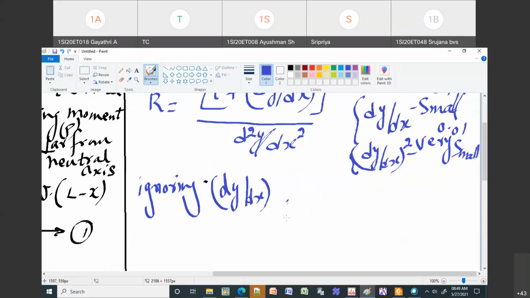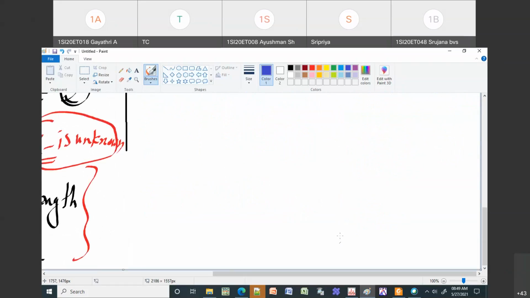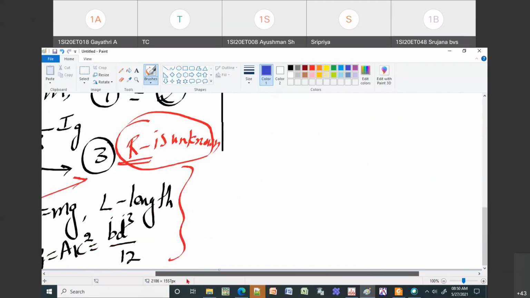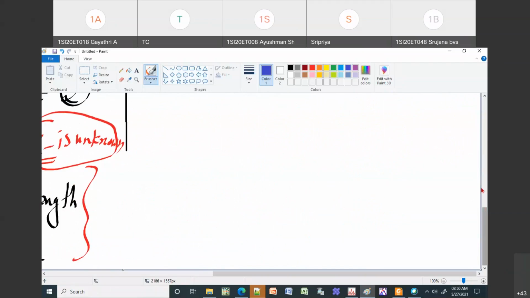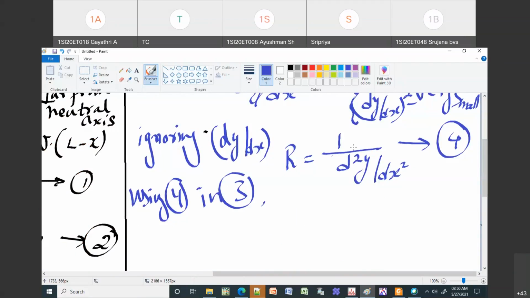we have 1/R equal to d²y/dx². So 1/R is nothing but d²y/dx². I will use this equation in the previous one, equation number 3, and I'll call this equation number 4. Using 4 in 3, what we get is 1/R, cross multiplying, d²y/dx².